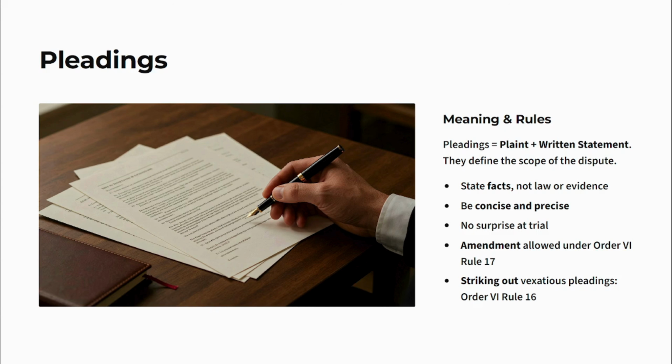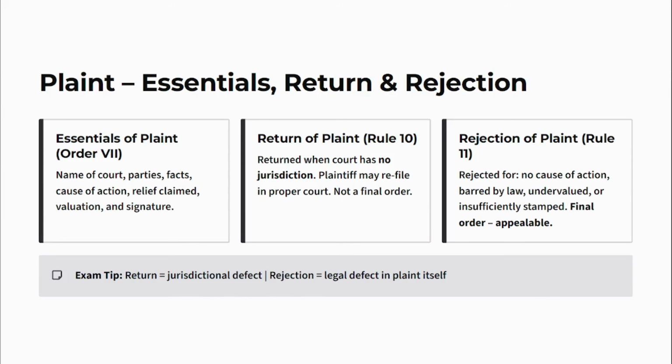So, a pleading can be changed later, that is called amended, under Order 6 rule 17. If a pleading is useless or troublesome, it can be removed. So that is struck out under Order 6 rule 16. Let us go to the next slide. Plaint, what it must have and when it's sent back or rejected.